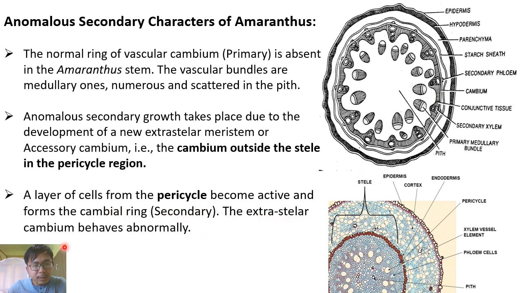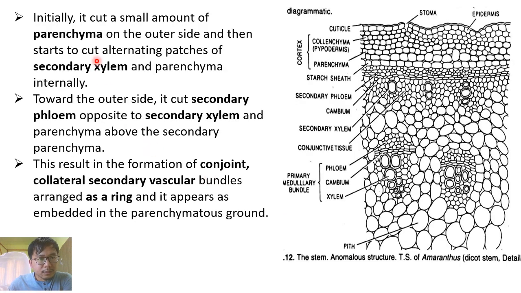The extrastelar cambium behaves abnormally. This cambium, which is from the pericycle region, has a mode of activity totally different from normal secondary growth. Initially, it cuts small amounts of parenchyma on the outer side and then starts to cut alternating patches of secondary xylem and parenchyma internally.